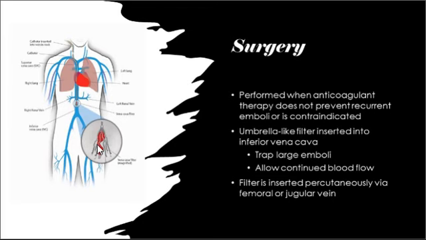It looks like metal, but it's just this whole mesh thing. So it is inserted and sits facing downward. They put it in through the groin, slide it up and implant it there so that it catches the clots as they come up. Umbrella-like filter through the inferior vena cava, trap large emboli, allow continued blood flow through and around the filter, just the large clots that get stuck.